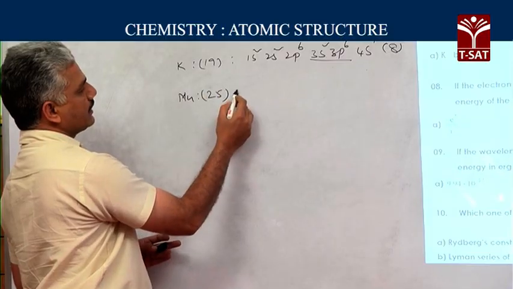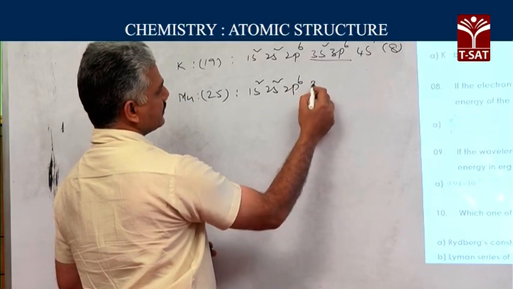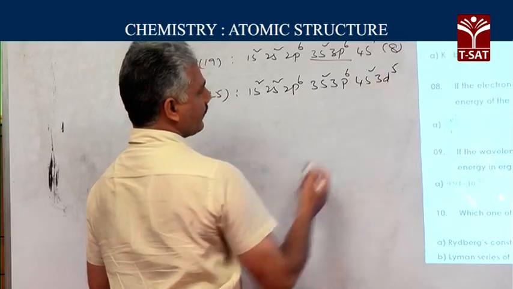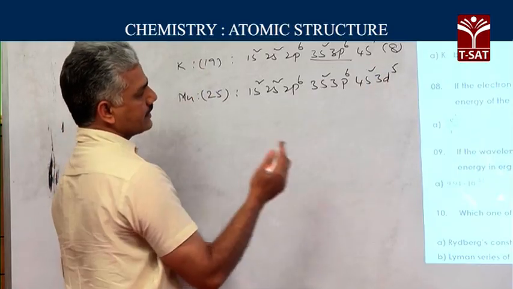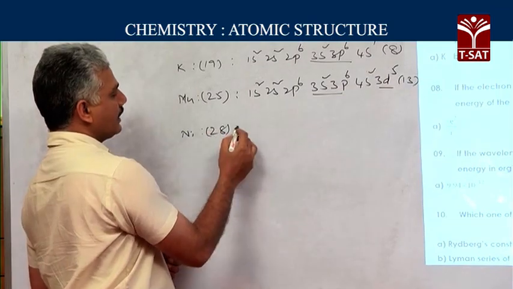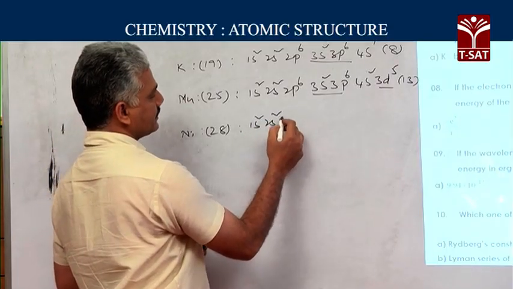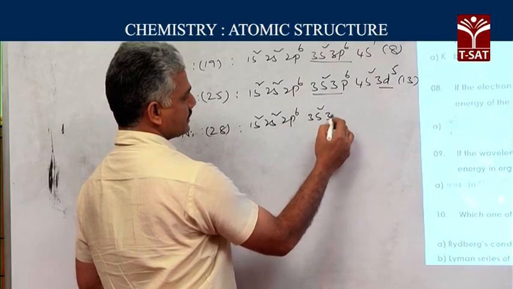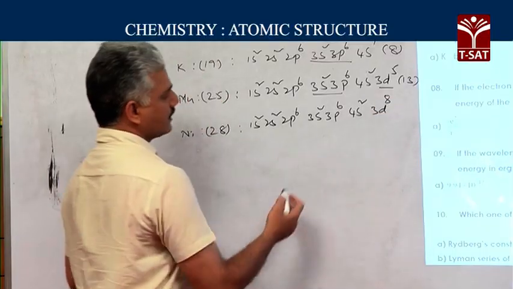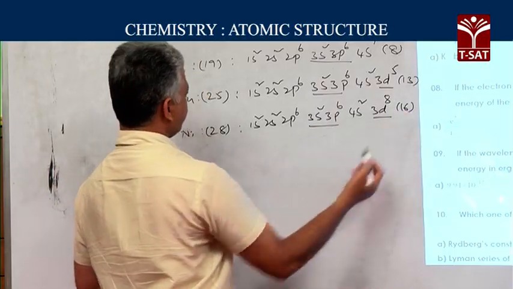For manganese, atomic number is 25. Electronic configuration will be 1s2, 2s2, 2p6, 3s2, 3p6, 4s2, 3d5. So, number of electrons present in the third orbit will be 8 plus 5, 13. For nickel, atomic number is 28. Electronic configuration is 1s2, 2s2, 2p6, 3s2, 3p6, 4s2, 3d8. So, number of electrons present in the third level are 8 plus 8, 16.